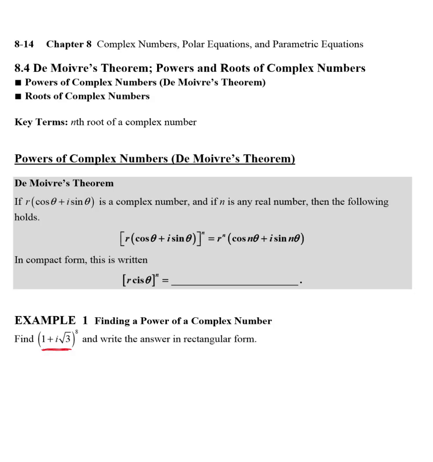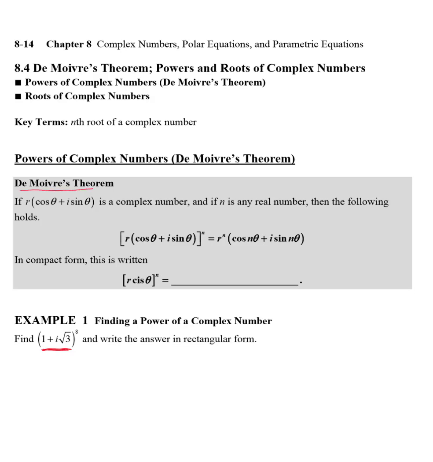Now if we tried to multiply this out, it would take a while to write out the factors and then multiply them each together. And you'd probably find some patterns because i to powers have patterns in them and eventually get to the answer. But I'm going to show you another way to do this using De Moivre's theorem, which is a little bit faster, I think, especially when the power is so high.